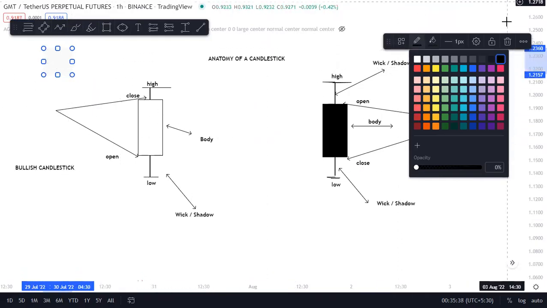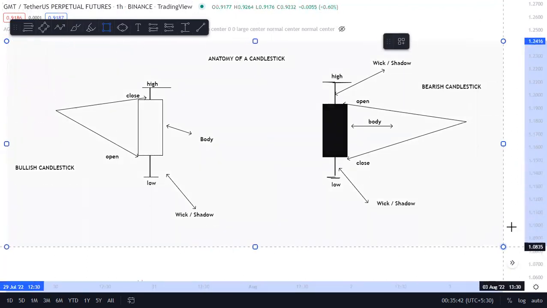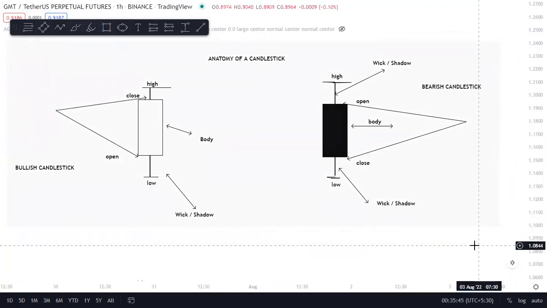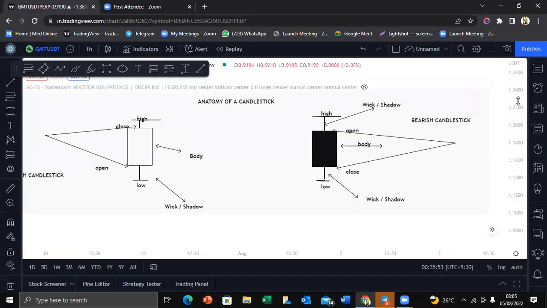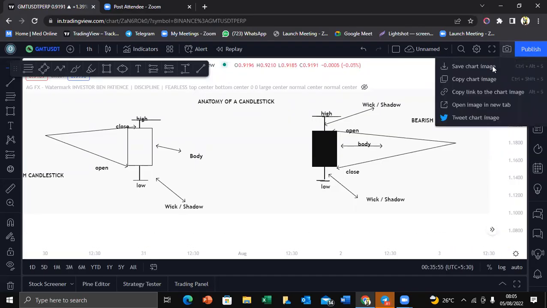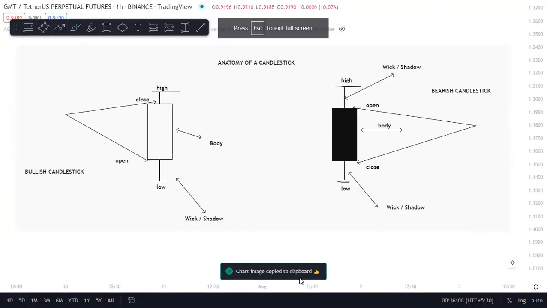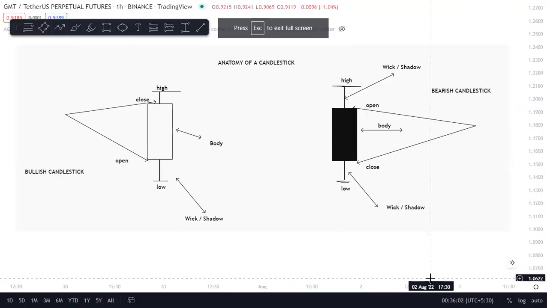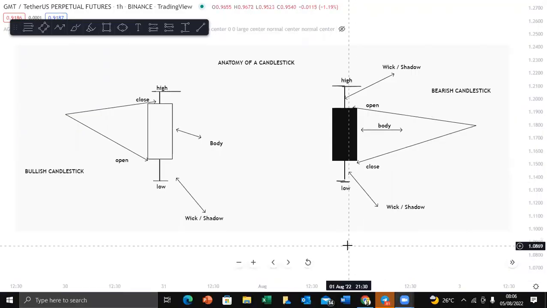The next thing is to go to live charts to show you guys. This is what you need to know about candlestick behavior. You can choose to screenshot it when you're seeing it. From my end here, I will copy the image, copy chart. So now this is what you need to know about candlesticks. Now let's go to our live chart and show you things.